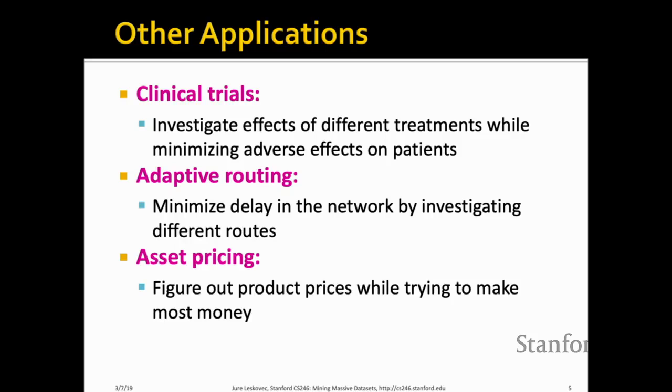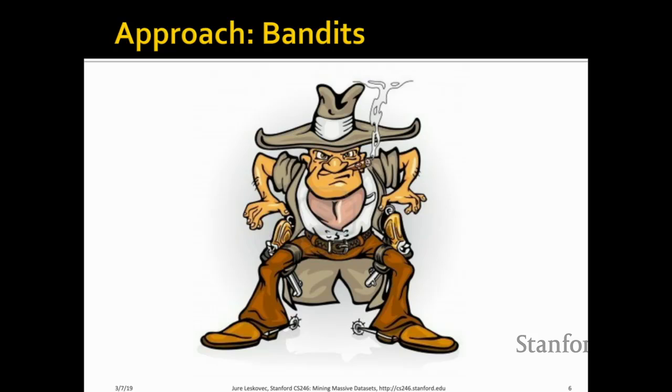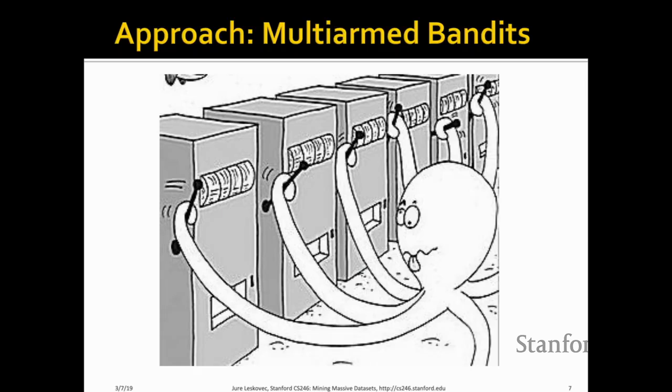How do we attack this problem? Today we're going to be talking about bandits, not comic book bandits, but rather the multi-arm bandits. So we went from bandits to octopus. The idea here is that we have this very cute octopus playing slot machines in Vegas, and like any person addicted to gambling, our octopus is playing multiple slot machines at the same time.